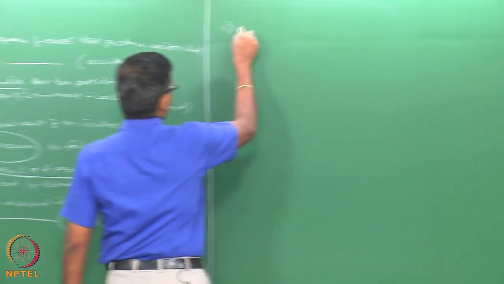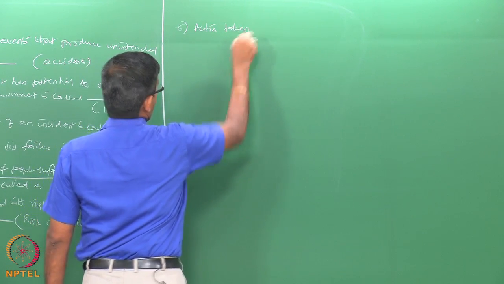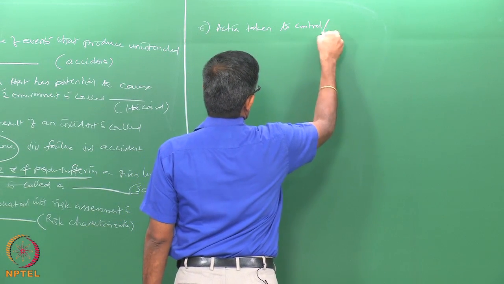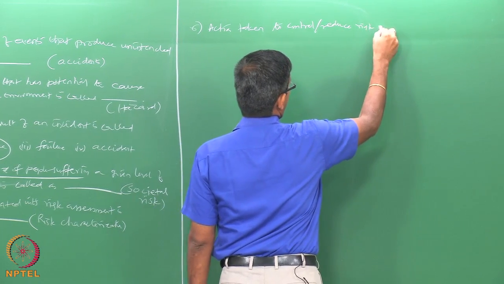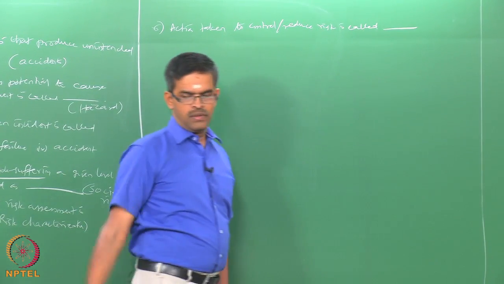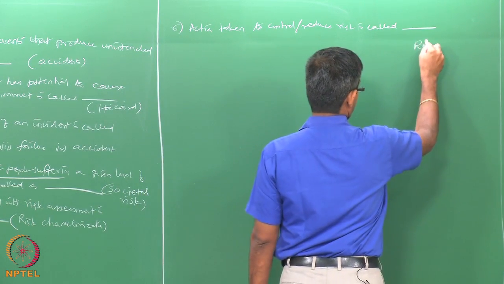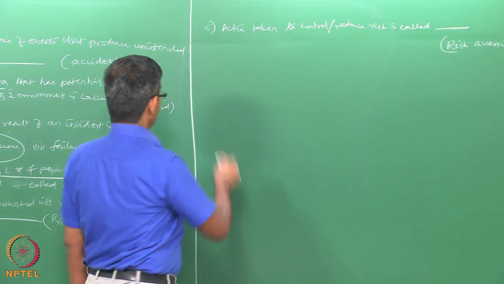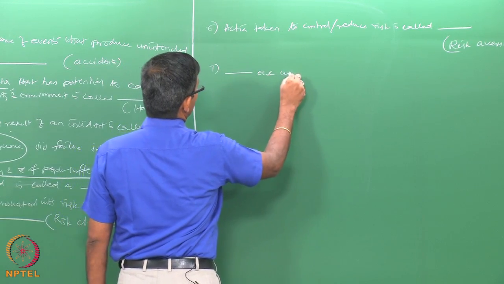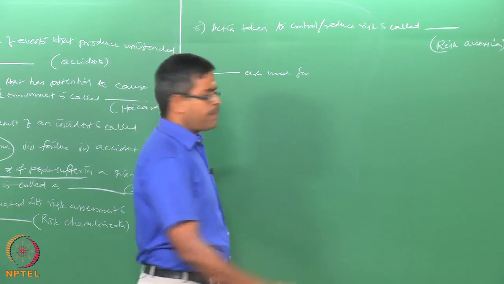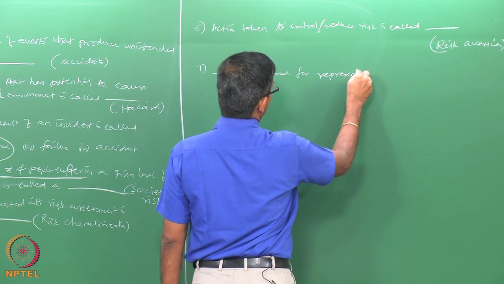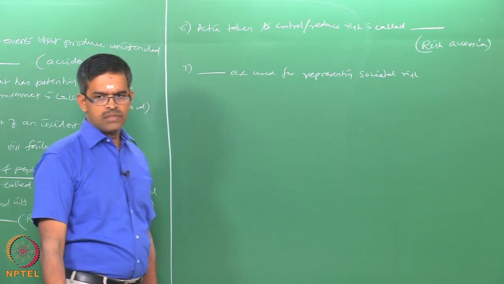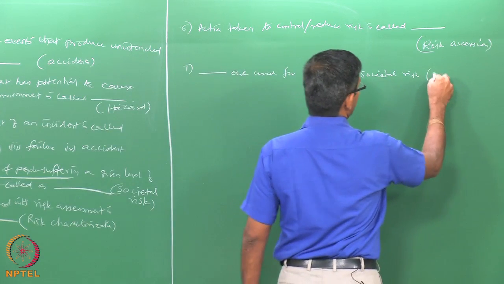Sixth, action taken to control or reduce risk is called risk aversion. Dash are used for representing societal risk. Generally, how societal risk are measured is using FN curves.